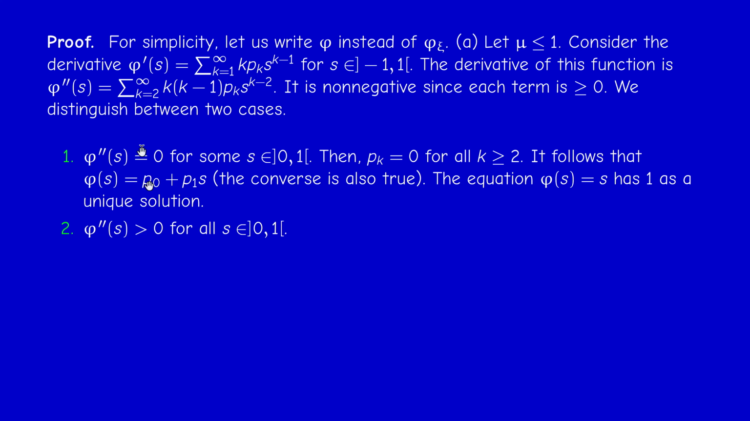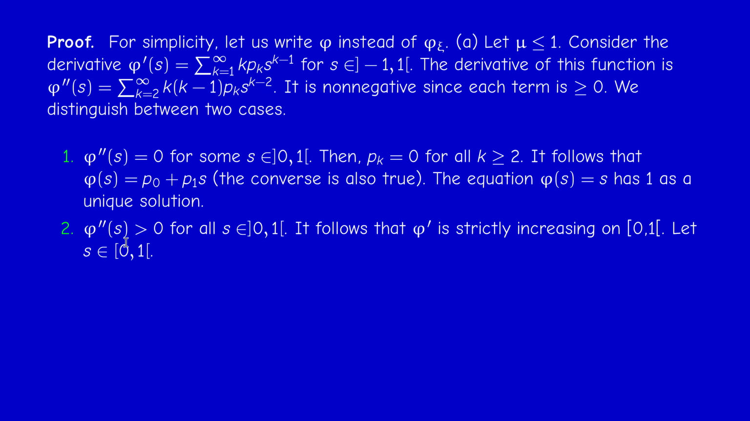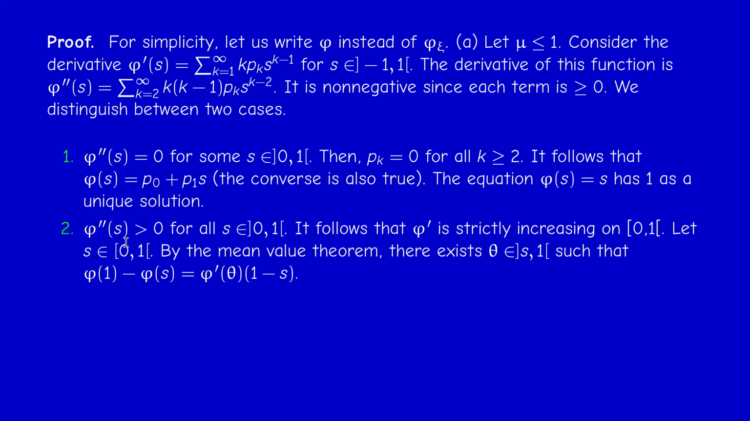Now, the other more interesting case is that phi double prime is strictly positive. So phi prime is strictly increasing, and therefore phi is convex, strictly convex, actually. Now, by the mean value theorem, there exists a theta between s and 1, such that, theta depends on s, of course, for every s, phi(1) minus phi(s) is phi prime of theta times (1 minus s). This is the mean value theorem.